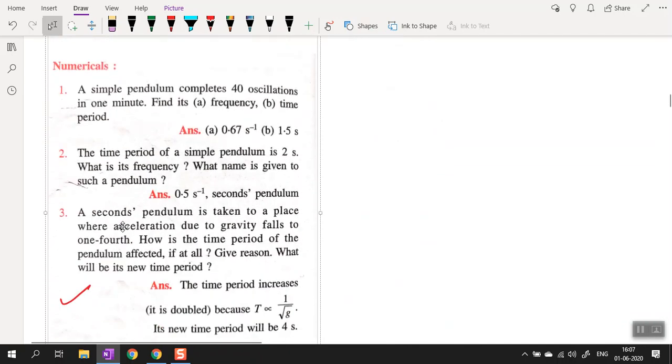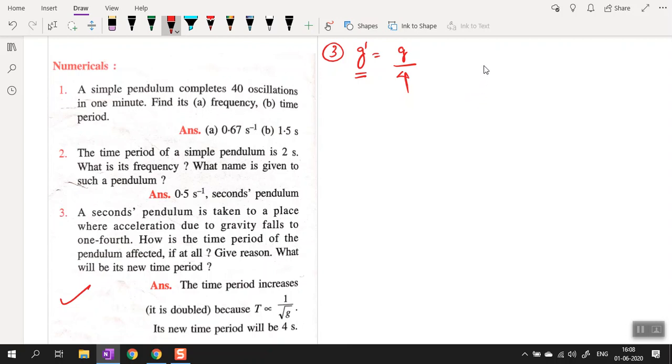Okay, so somebody had a doubt in the third question. What is the third question? A seconds pendulum is taken to a place where acceleration due to gravity falls to 1/4. So g dash is equal to g by 4. The new acceleration due to gravity is 1/4 of the original. How is the time period of the pendulum affected?